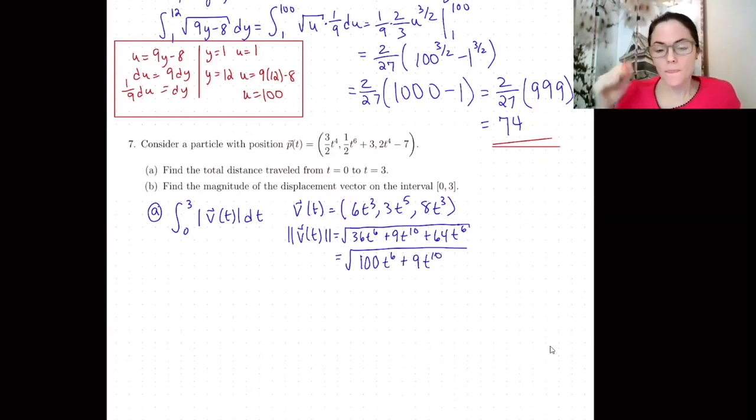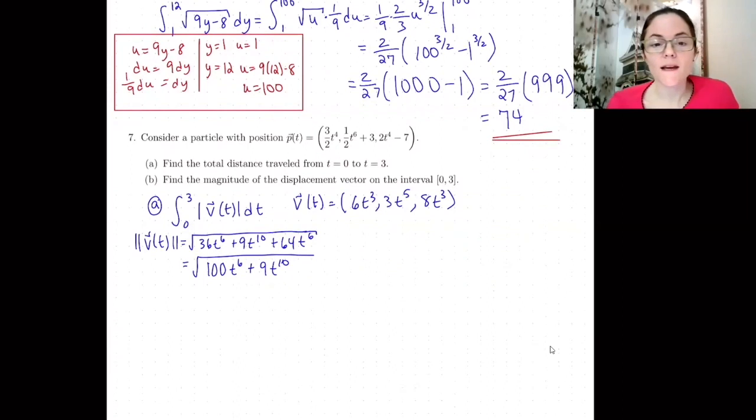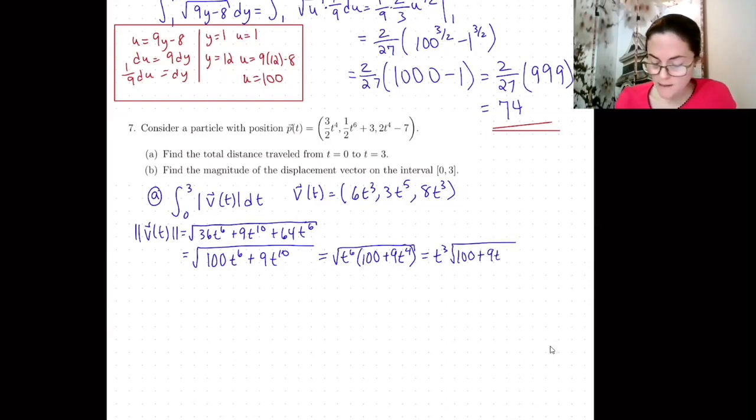Now, it might seem like, well, what am I going to do? Because this doesn't look like something I'm prepared to integrate. But what we want to do here is factor out what's common to both. Both of these have t to the 6th. First, I'm going to put t to the 6th, and then I have 100 plus 9 t to the 4th. And now if I bring out a t to the 6th, you take the square root, you get t cubed. And then I have 100 plus 9 t to the 4th. And here is where we start to realize that this is something we can integrate, because look, inside function, 100 plus 9 t to the 4th. The derivative of the inside function, look, we see a multiple of the derivative right here.